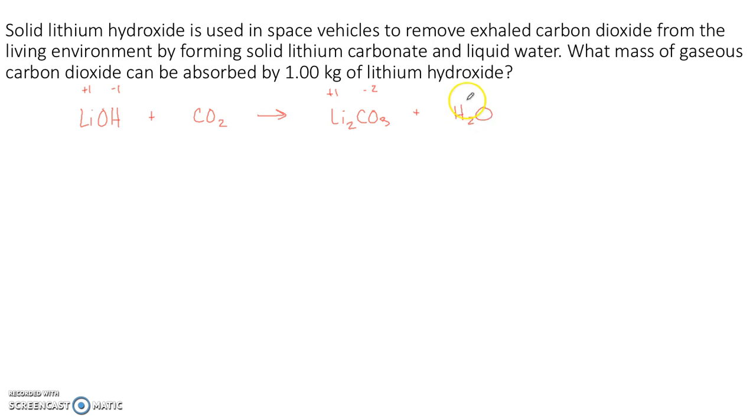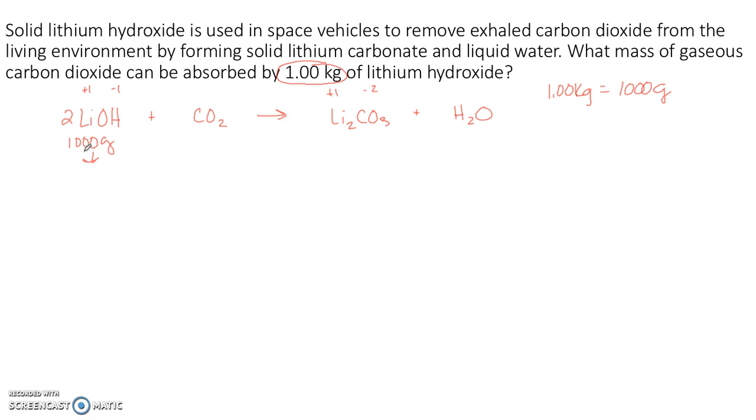Then you need to go on ahead and balance your equation. So if we look through this, we see that it's going to be a 2 here to cancel out our lithiums, and I think we're good. We know that we're starting with 1 kilogram of lithium hydroxide, and this 1 kilogram is the same thing as 1,000 grams of lithium hydroxide. We need to change that into moles first.